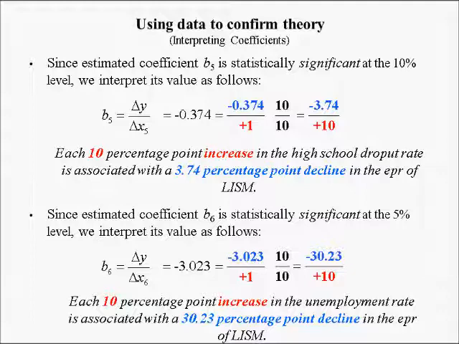Now, this multiplying by 10 over 10 is instructive. Sometimes it's appropriate and sometimes it's not. I would say here it's not appropriate because rarely are you going to see the unemployment rate go, say, from 5 to 15%. So maybe we should have used a ratio of 5 over 5 or 2 over 2 or just left it the way it was. If we left it the way it was, we would conclude that each 1 percentage point increase in the unemployment rate is associated with a 3.023 percentage point decline in the employment population ratio of low-income single mothers.